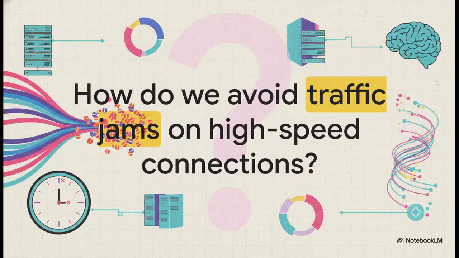But here is a truly fascinating question that network engineers eventually had to solve. How in the world do we avoid network traffic jams on our modern, incredibly high-speed, long-distance fiber optic connections? You see, older algorithms used to just count the round trips of data to gauge the speed, but on a super-fast modern connection, just counting round trips is way too slow to actually efficiently fill all that massive available bandwidth.